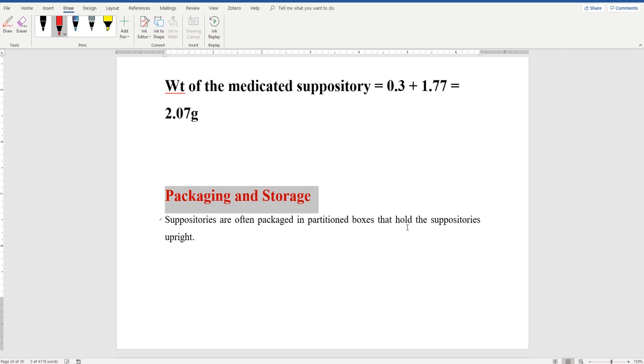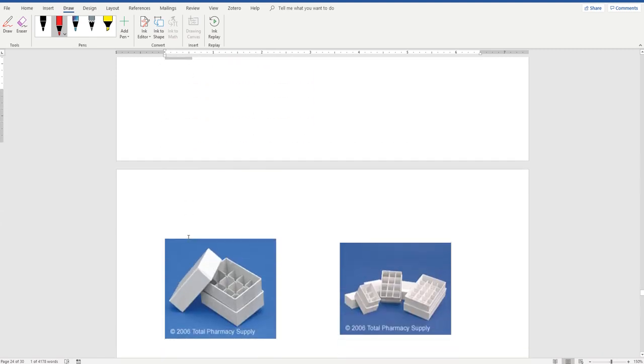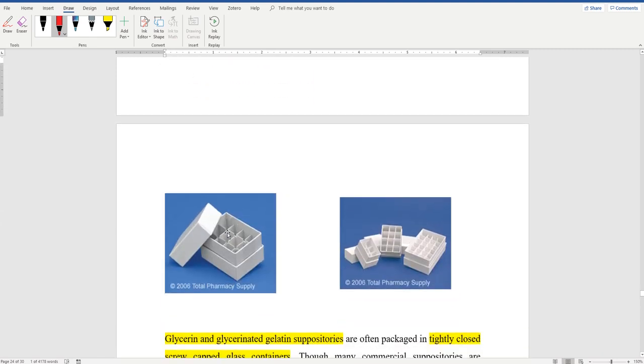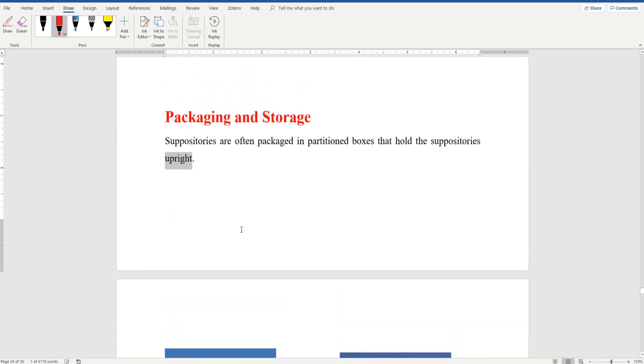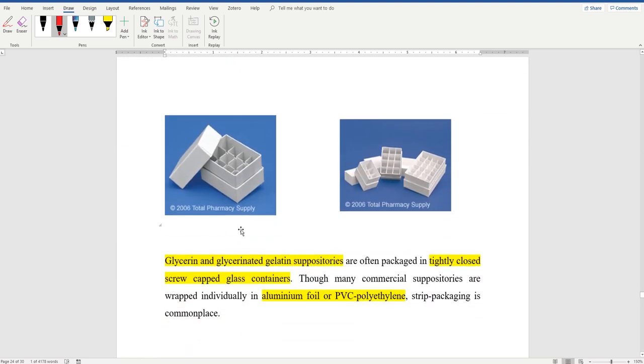Now let's go to the next part, which is talking about packaging and storage. So how do we package the suppositories and how do we store them? On a small scale, of course you don't see this commonly in the pharmacy, but on a small scale, I can package the suppository in partition boxes. They will be in the upright position, meaning not lying down but standing upright, in these packages. Okay, upright. This is on a small scale, if you are preparing it on a small scale.